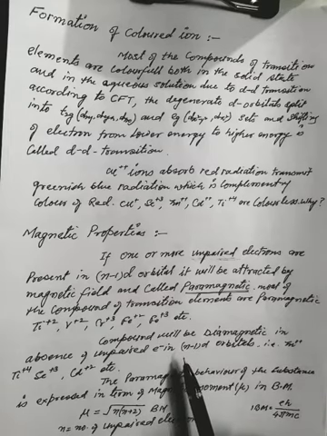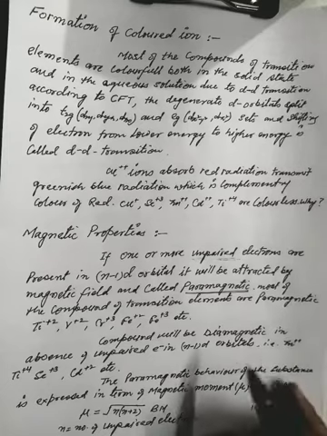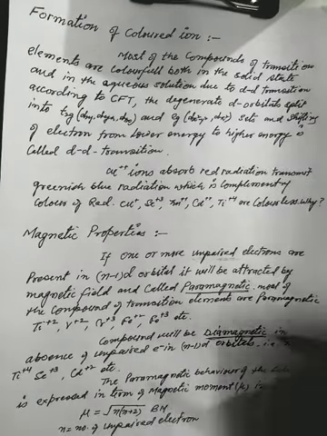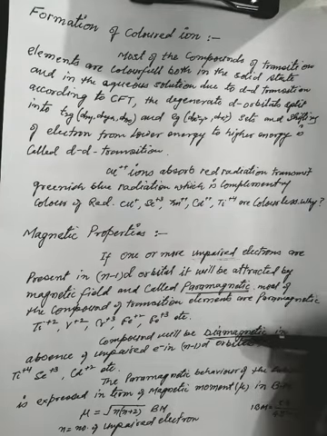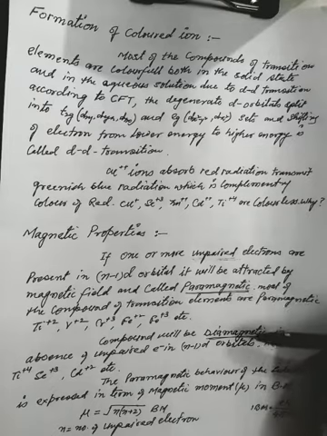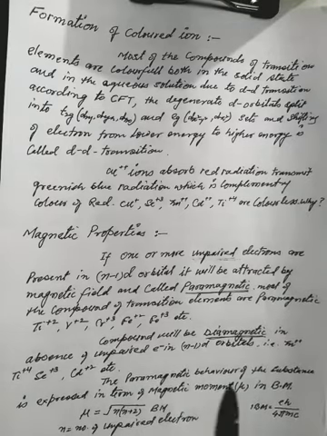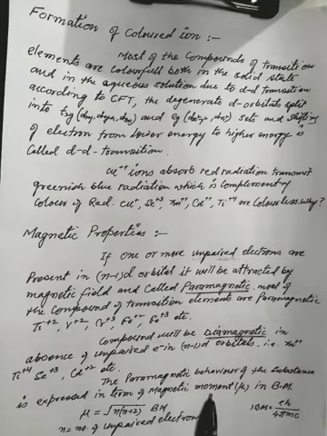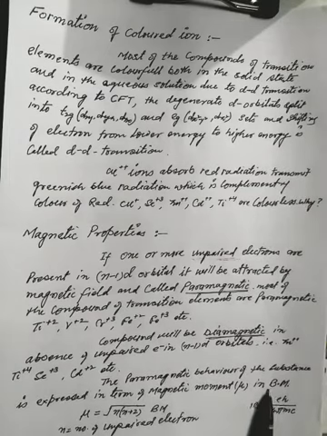In place of that, they will be repelled by the magnetic field, and they are known as what? Diamagnetic, right? So this is the difference between paramagnetic and diamagnetic. Paramagnetic: presence of unpaired electron; diamagnetic: absence of unpaired electron. And paramagnetic will be attracted by the magnetic field, while diamagnetic will be repelled by the magnetic field. How to calculate the paramagnetic behavior of the substance? The paramagnetic behavior of the substance is expressed in terms of magnetic moment, which is expressed in Bohr magneton, BM.